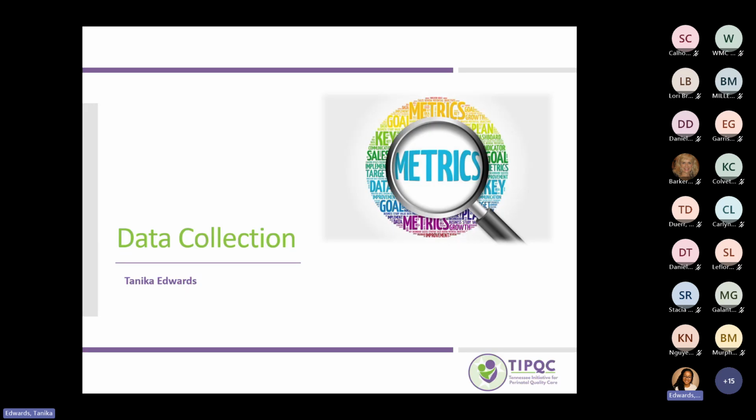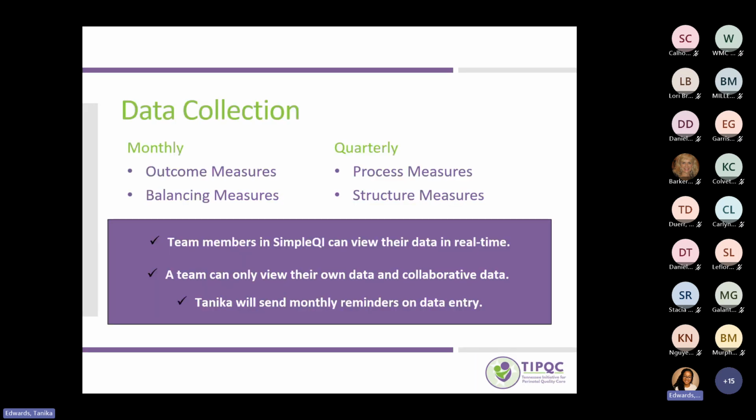So we're going to skip this question part for now, and we're going to go into data. So data collection for the project. We will be looking at outcome measures and balancing measures monthly, and then quarterly we'll look at process and structure measures. So we're using Simple QI again for this project. All team members can view their data in real time. You can download this data. You can download the graphs and use it for whatever you need to. You can also create your own measures that you want to track at your own hospital, separate from what we're tracking for the project, and have those as well. And then you all are able to add whoever you want to on your team.